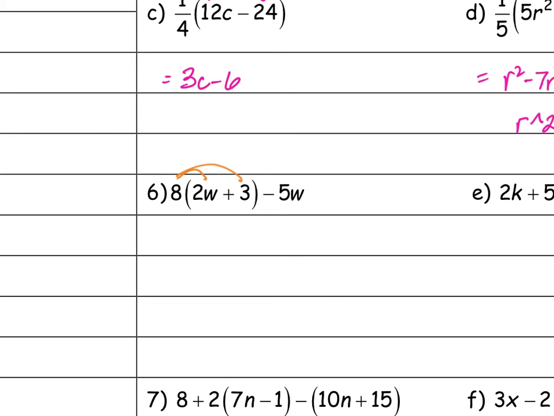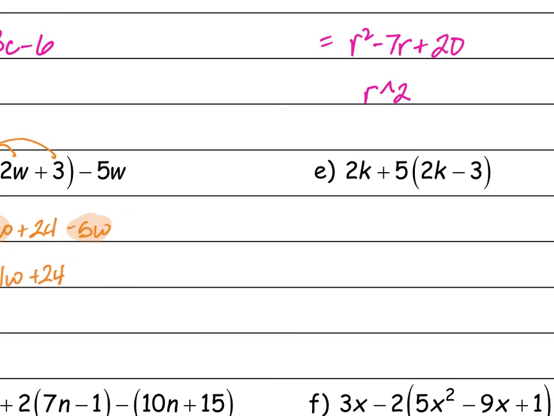So the 8 only goes to what's inside the parentheses. So that's only the 2W and the 3. So let's see, 8 times 2, I think, is 16W, plus 24 minus 5W. Now I'm going to combine my like terms, and my like terms are 16W and negative 5W. So I've got, what do I have? 11W plus 24. Sometimes I get some extras and I have to make it simpler when I get done doing the distributive property. Did that make sense?